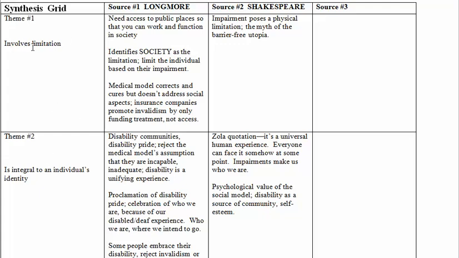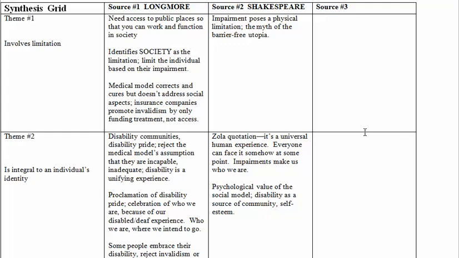So the bulk of your emphasis should be on the representation of limitation, and you'll be saying something about limitation and introducing Longmore and introducing Shakespeare and introducing another source perhaps as support for that development of that facet of your thesis. And then you would move on to the secondary idea that even though it's limitation, that limitation can be integral to the creation of identity, and move this way, and so on.